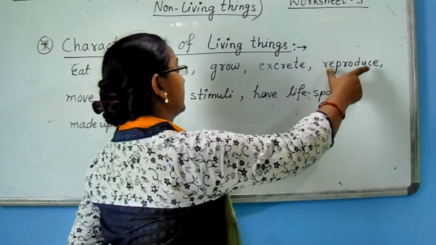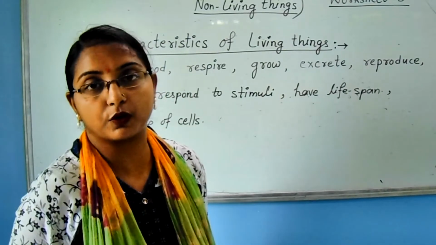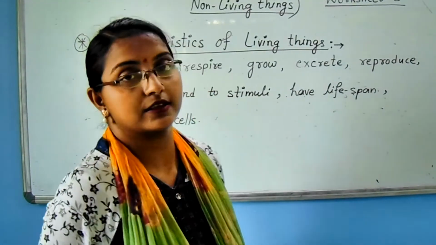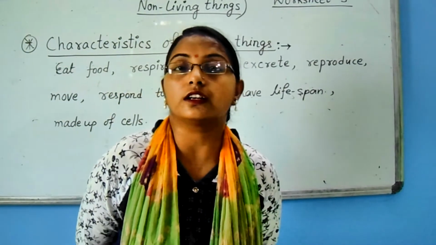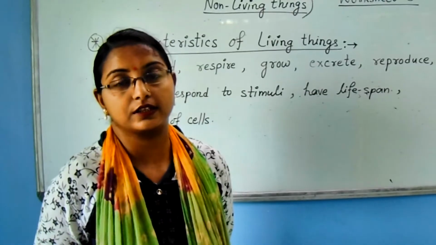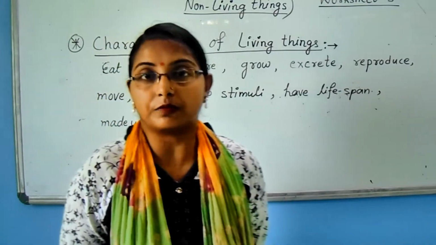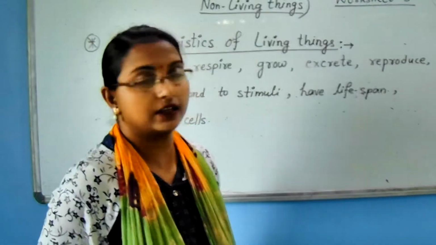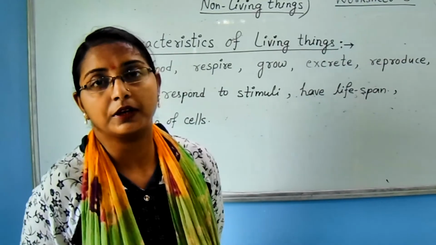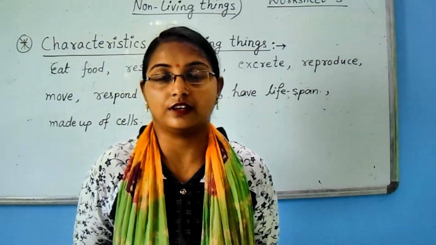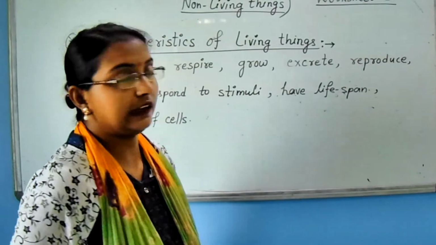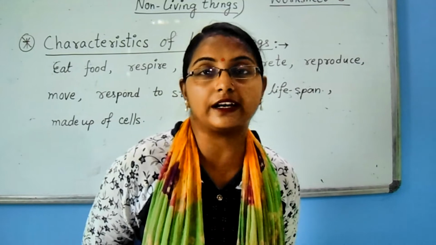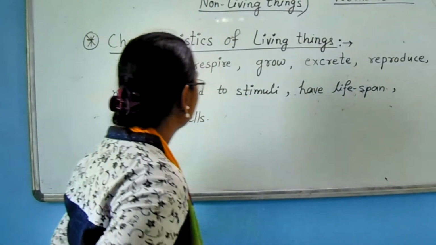Now the further topic is reproduction. Reproduction means every living being reproduces its own kind. Like plants reproduce by their seeds, by their stems, or by their leaves. But in animals and humans, reproduction takes place by certain organs.